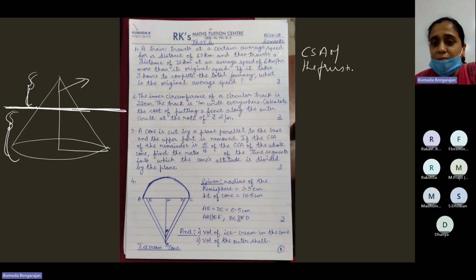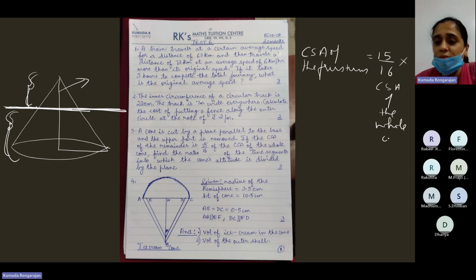CSA of the frustum is equal to 15 by 16 of the CSA of the whole cone. Of meaning into. So the equation we have is CSA of the frustum, the CSA of the remainder, is equal to 15 by 16 into the CSA of the whole cone. The whole cone is the full cone, before it was cut by a plane parallel to the base. So this equation we have from this question.